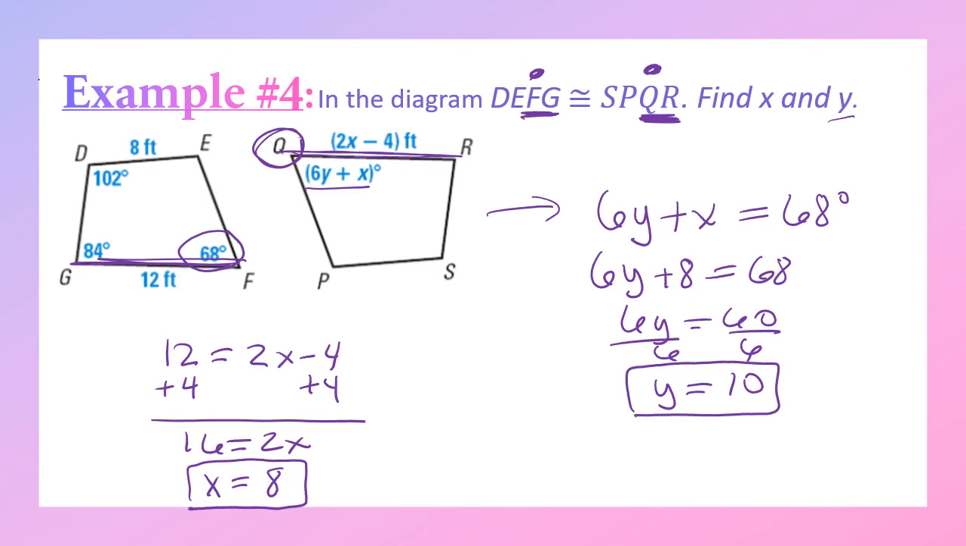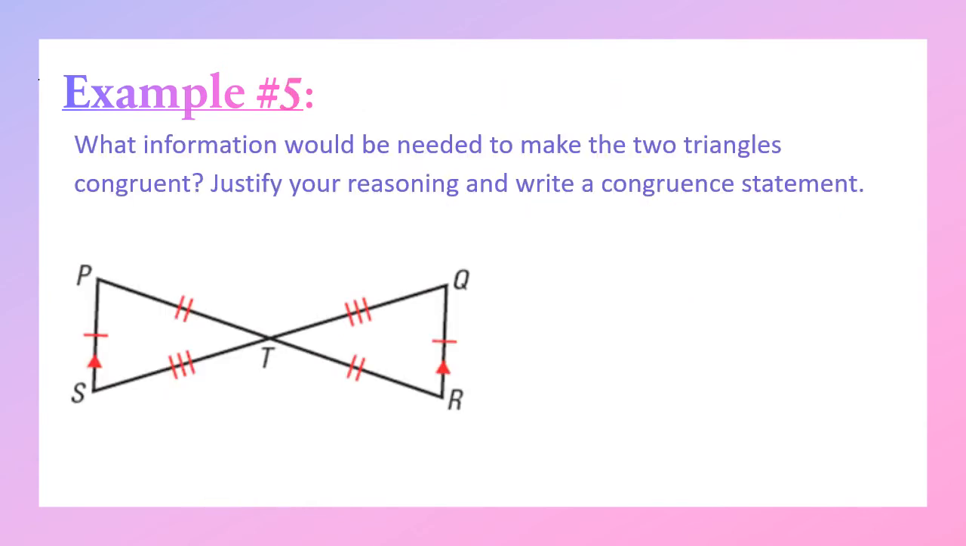All right, so after completing your algebra, you should realize that x equals 8 and y equals 10. All right, example 5. Example 5 says, what information would you need to make the two triangles congruent? Justify your reasoning and write your congruent statement.